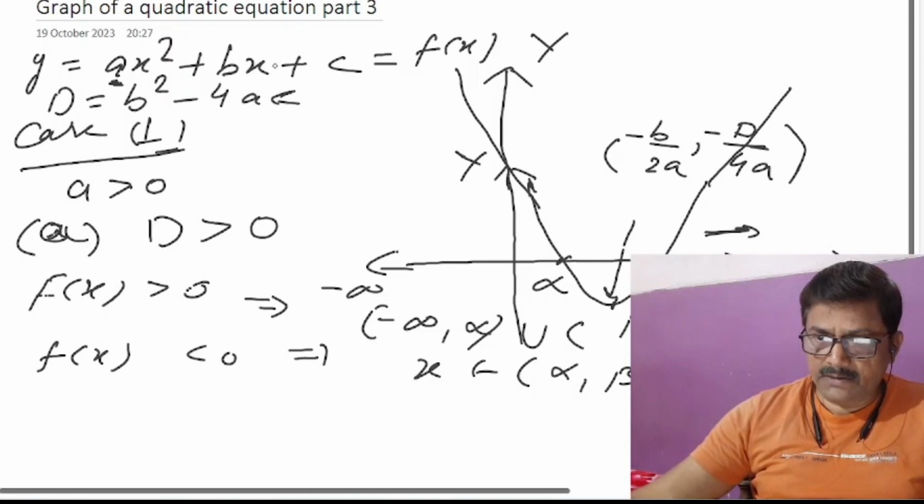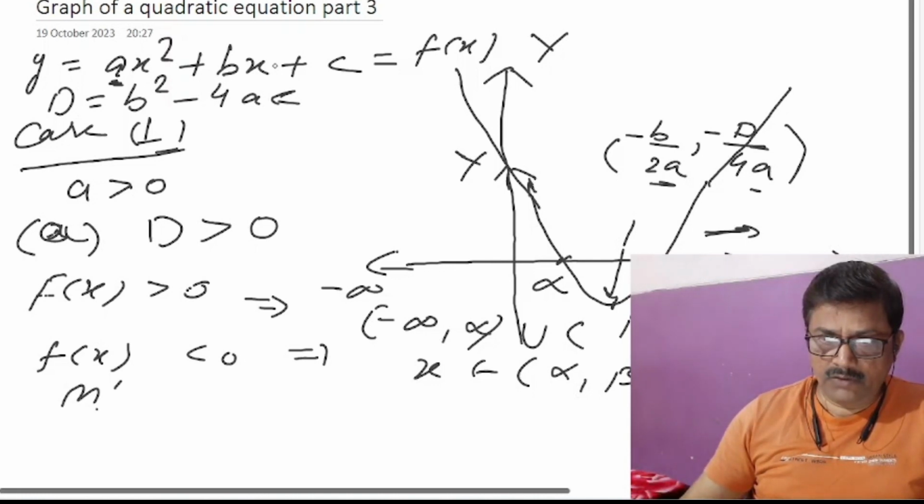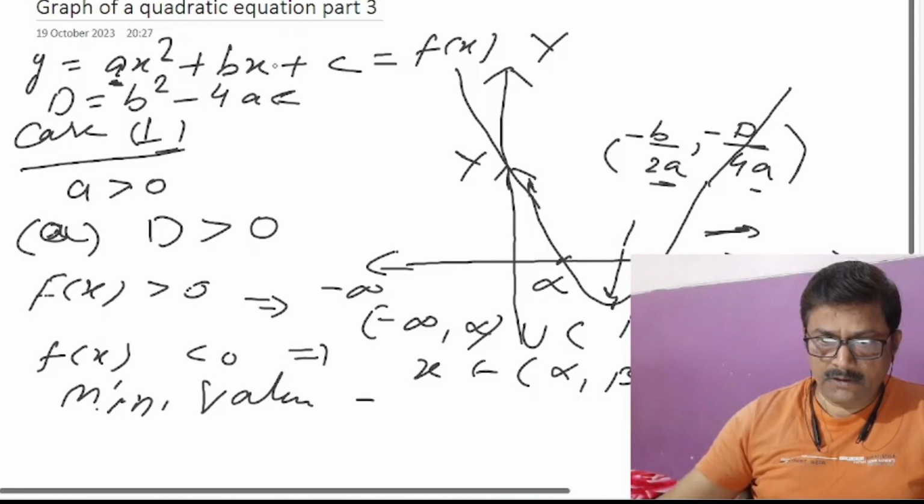So this is x, this is y. At x equal to minus b upon 2a, this is the minimum value of y, which is minus d upon 4a. So the minimum value of this quadratic expression is minus d upon 4a.